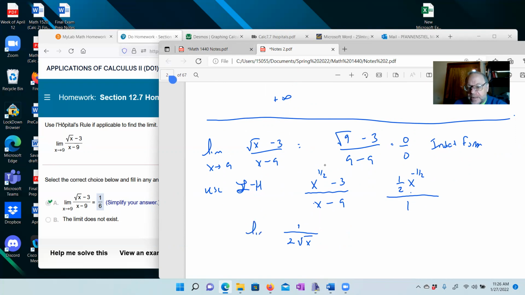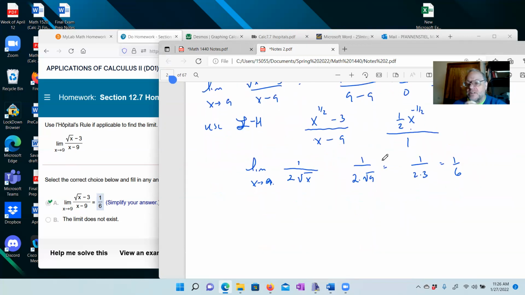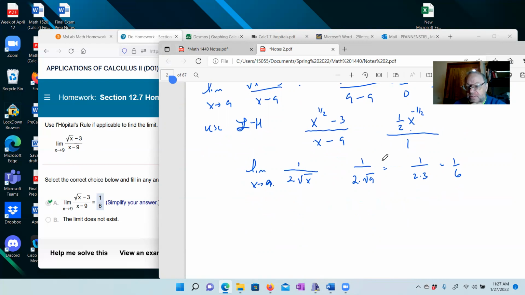If I plug in, x goes to 9 here, we have 1 over 2 times the square root of 9, which is 1 over 2 times 3, which is 1 over 6. There are other ways to solve this, and those are always legitimate too. You don't have to use L'Hopital's. You can use other methods.